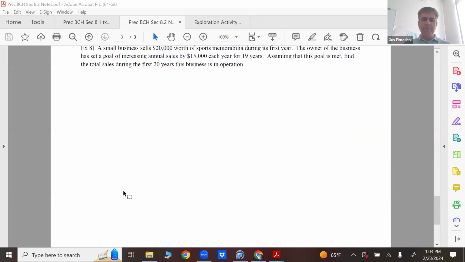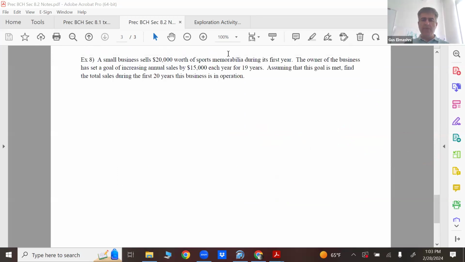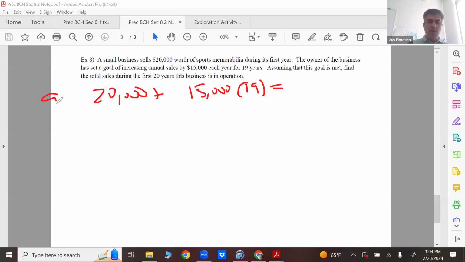Okay, last problem. And you guys can start homework. And I'll probably turn the homework in again. A business sells 20 grand worth of sports memorabilia in its first year. The business has the goal of increasing sales by $15,000 each year for the next 19 years. So assuming that this goal is met, find the total sales for the first 20 years of the business. Great. So you do 20,000 plus 15,000 times 19. That'll be 820, right?